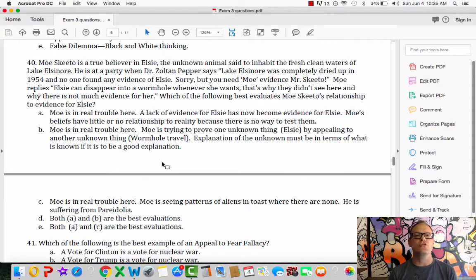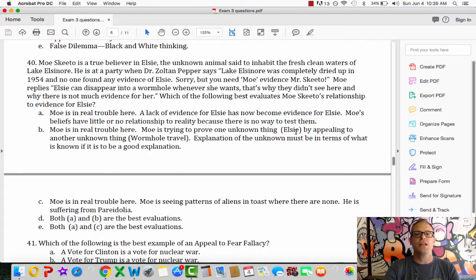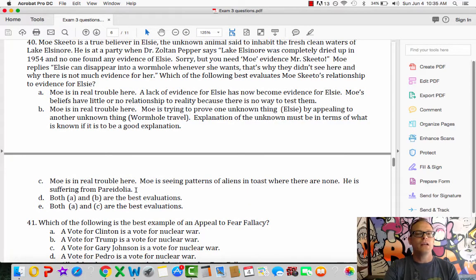B, Mo is in real trouble here. Mo is trying to prove one unknown thing, Elsie, by appealing to another unknown thing, wormhole travel. Explanation of the unknown must be in terms of what is known if it is to be a good explanation. All right, and then C, B is very good, right? A is also good so far. Let's check out C. Maybe C is even better than one of those options.